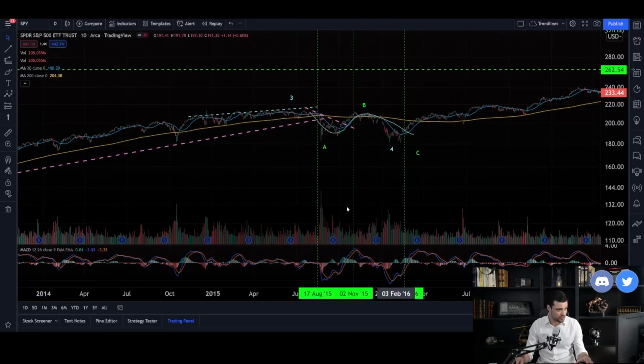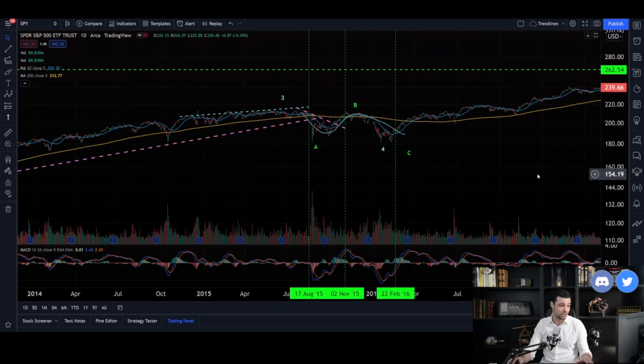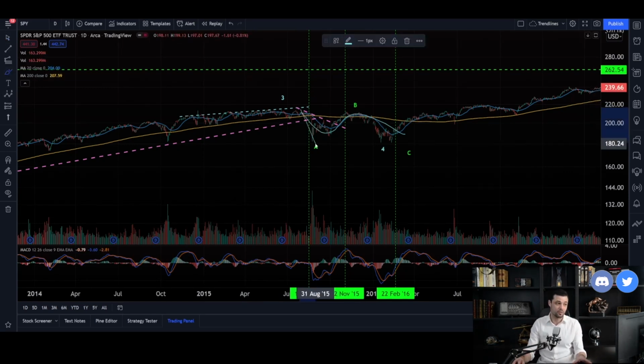So the first rate hike occurred in November 2015, and you can see the market started to drop roughly 3 months before, guys. So the first rate hike is going to happen in March. So we are right now 3 months before. So we are basically here, guys. Okay, we are here.